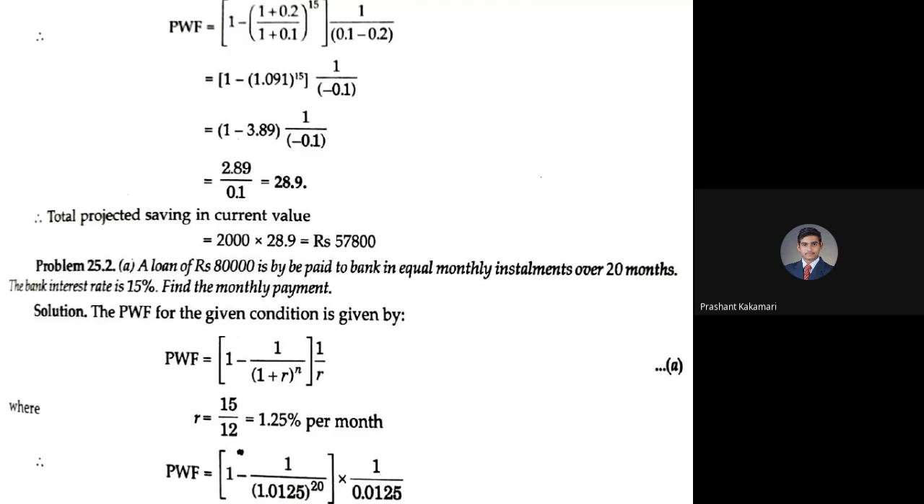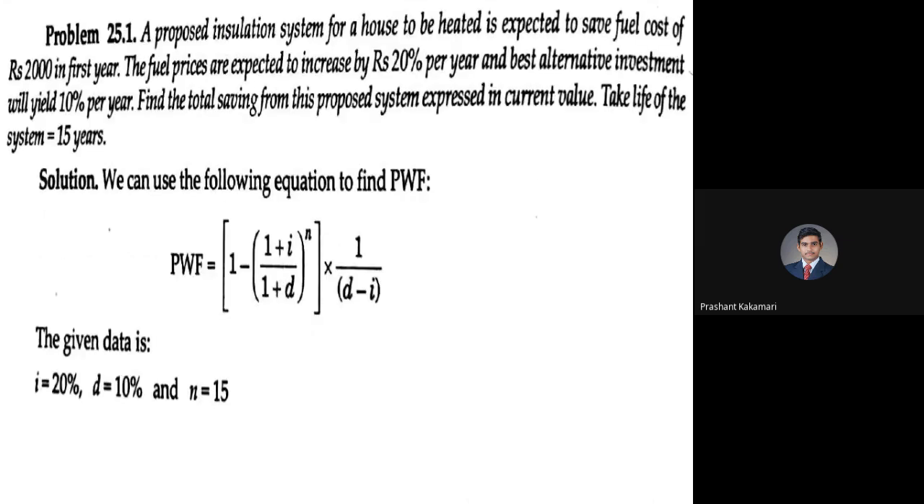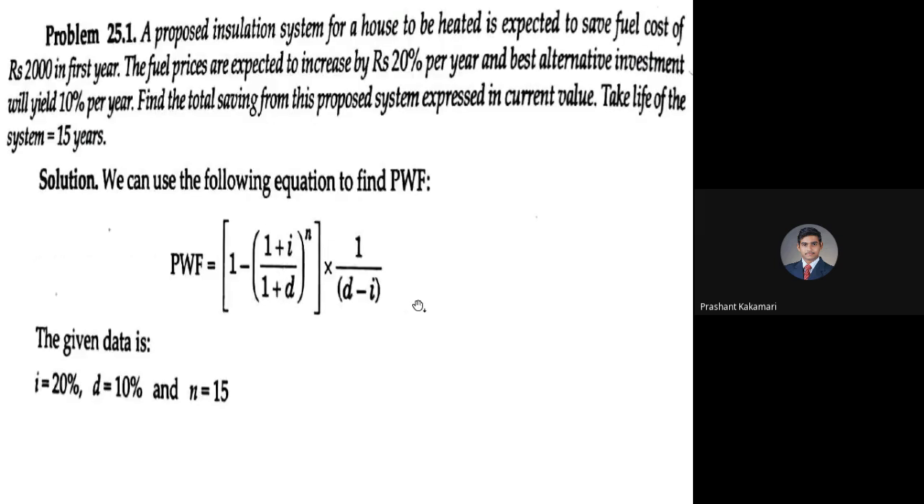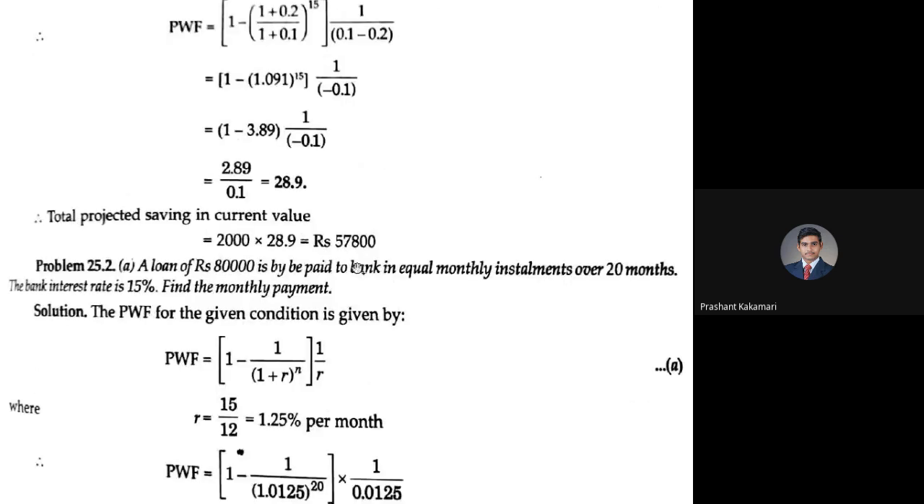I hope you are understanding. That present value with the inflation and the discounting rate, after 15 years, whatever the savings can be done, that factor is multiplied with the present cost. With 2000 savings per year, if you find out with inflation and discounting rate, I can save in present value 57,800 rupees. So if spending on the insulation of the home is below 57,800, then it is a benefit only. Like that we can think.